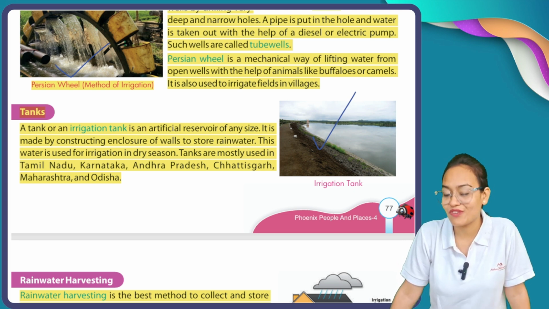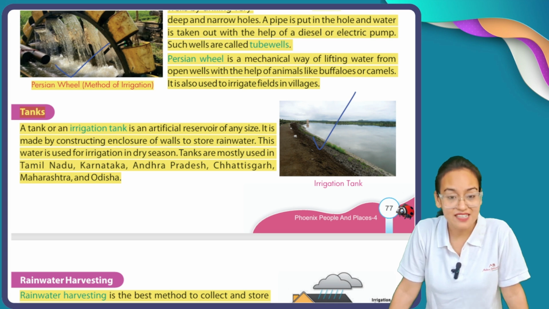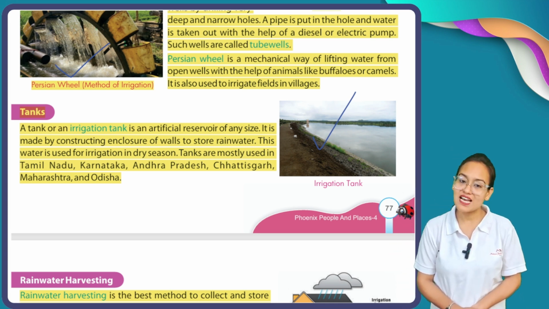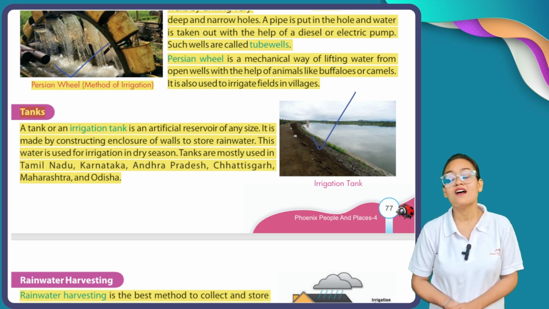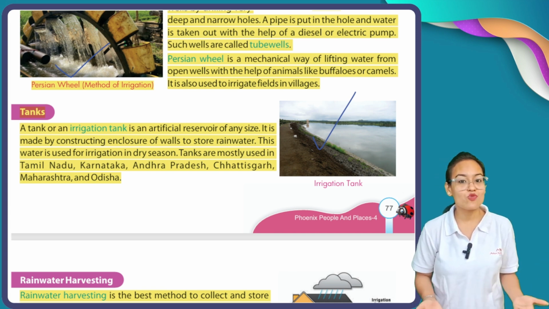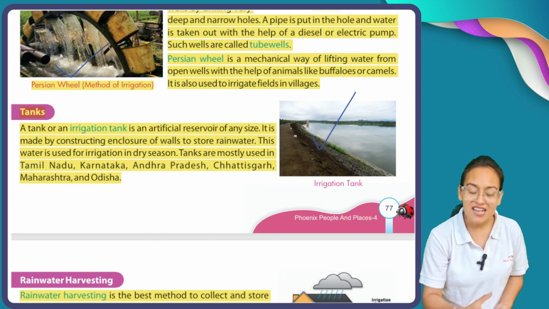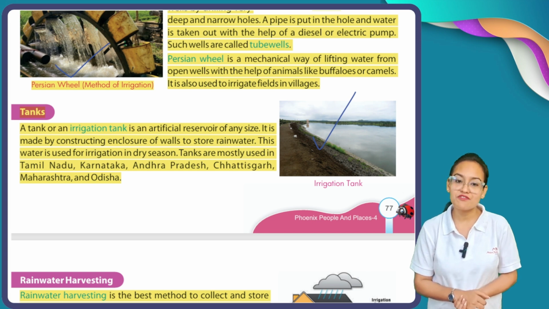Now what is the meaning of tank? As you can see in this picture, tanks are an artificial reservoir. Tanks act as an artificial reservoir. Reservoir means a place where we store our rainfall water. So tanks act as an artificial reservoir.